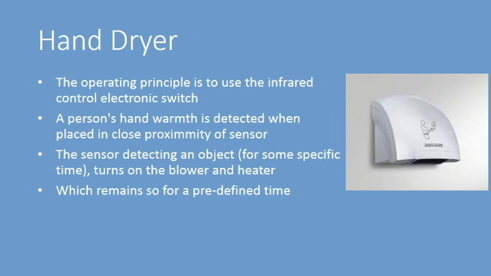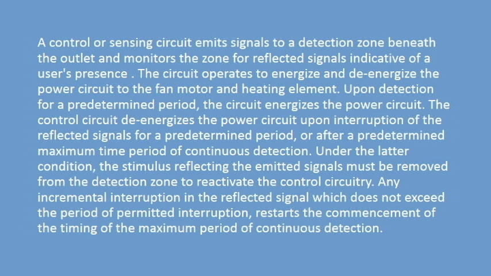Hand dryer. The operating principle is to use the infrared control electronic switch. A person's hand warmth is detected when placed in close proximity of a sensor. The sensor detecting an object for some specific time turns on the blower and the heater, which remains so for a predefined time. A control or sensing circuit emits a signal to a detection zone beneath the outlet and monitors the zone for reflected signals indicative of a user presence.